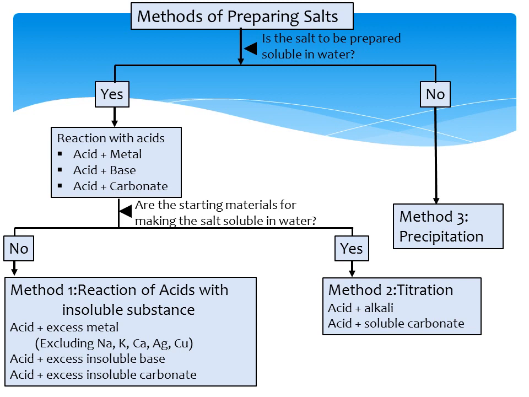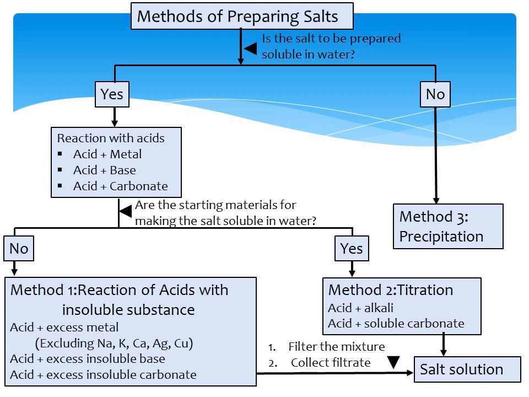Now we have a second option. When the answer is yes, that the starting materials are soluble in water, then you simply go for the titration method. In this you have acid plus alkali. Alkalis are either NaOH, KOH, ammonium hydroxide, all bases which are soluble in water, and most likely you have the bases of sodium, potassium and ammonium. Secondly, whenever you see acid plus soluble carbonate, like sodium carbonate, potassium carbonate, ammonium carbonate, you always go for the titration method.